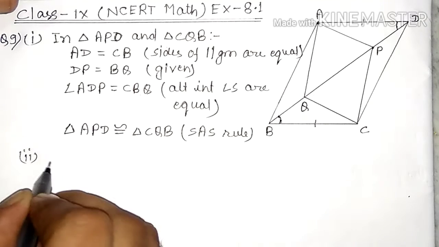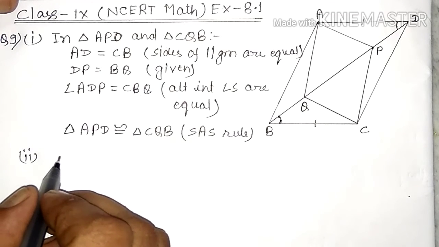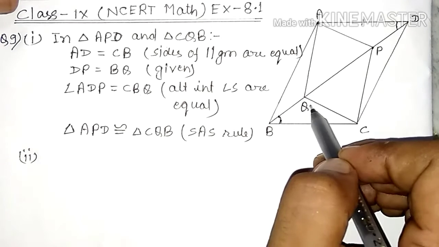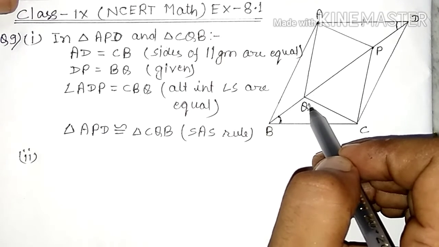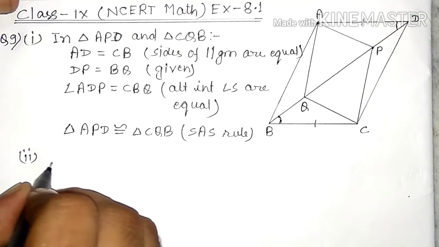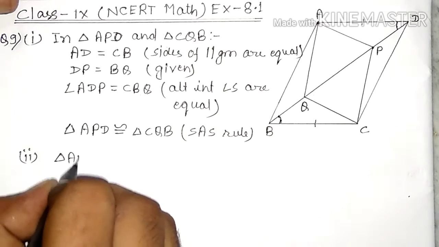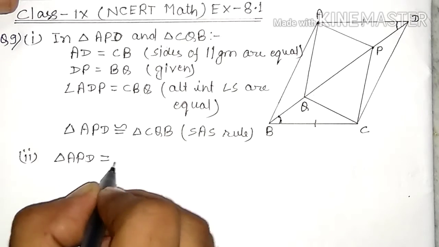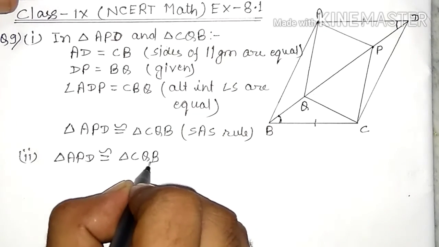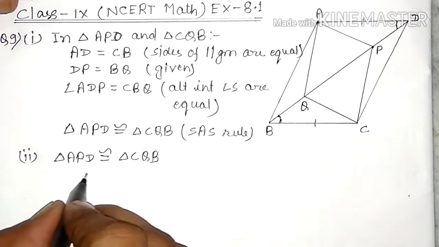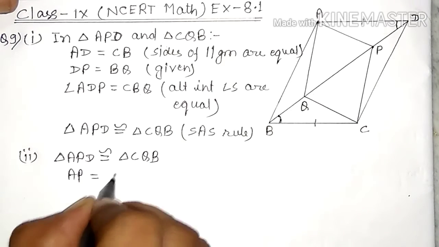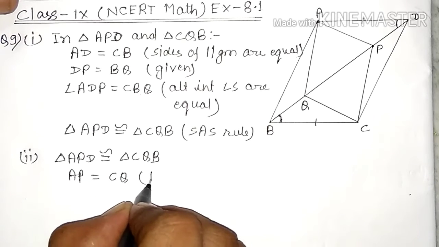What is in the question number 2? AP is equal to CQ. It is the corresponding part of the congruent triangles. So we can say triangle APD is congruent to triangle CQB. It is proved above. So we can say that AP is equal to CQ by CPCT.